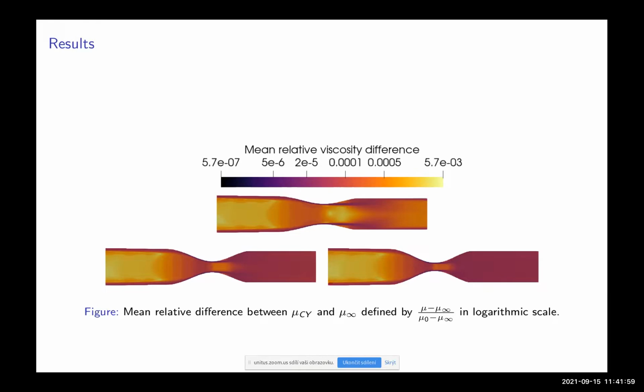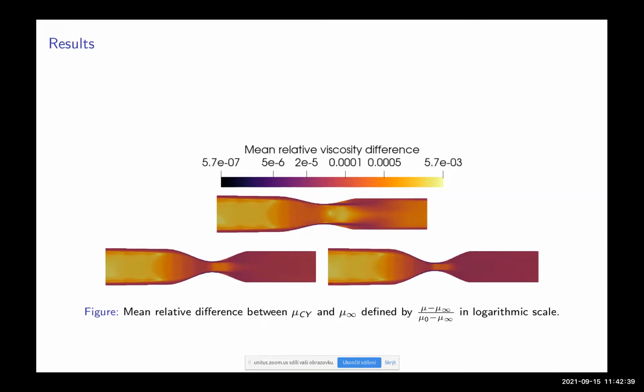So here on this slide, there is the difference between the non-Newtonian viscosity and the limit viscosity n infinity, divided by the difference of the 2 limit cases. And what we can see is that with increasing severity of the stenosis, the viscosity behind the stenosis decreases, and it gets much closer to the limit case n infinity. So we see that if we want to model the behavior behind the stenosis, this limit case is much closer than the other one.